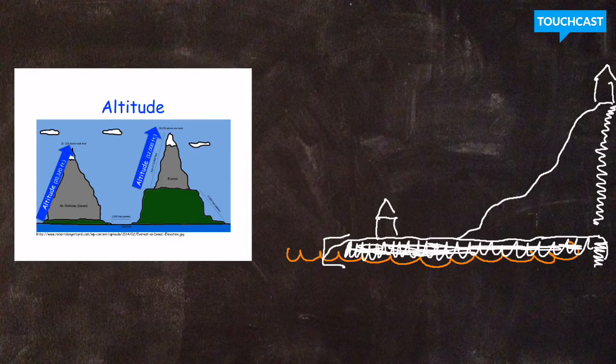Altitude, on the other hand, is the distance from a given point. So here it would be the base of the mountain. If I start a hike here and change my altitude by hiking up the mountain, that's changing altitude. I still have an elevation. My elevation is the distance from sea level.